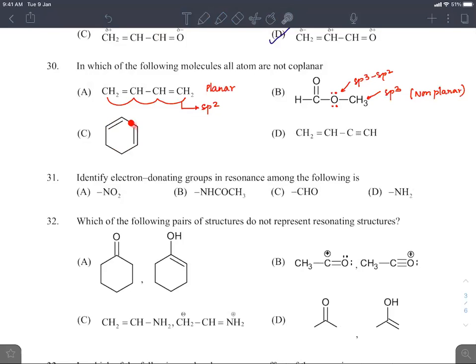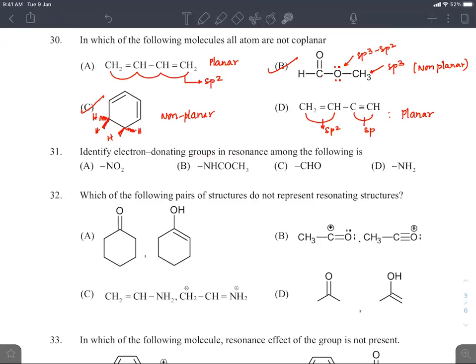Here, although this may be planar, of the hydrogens present here, one hydrogen will be going inside, one hydrogen coming outside. Here also, one hydrogen going inside and one hydrogen coming outside. The other carbons may be planar. Here the question is about all the atoms. Since in this case both are sp3 carbons, all atoms cannot be planar, so this is also non-planar. Lastly, here you can see these two are sp2 and these two are sp, which means all of them are planar. So the question asked is, which of the following are not coplanar? So B and C do not have any coplanarity.